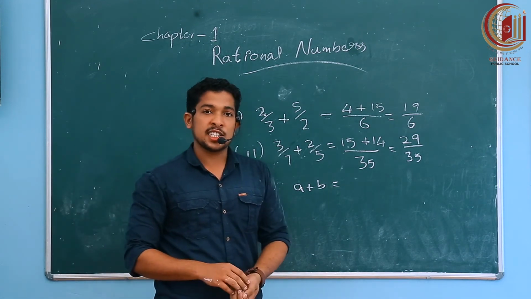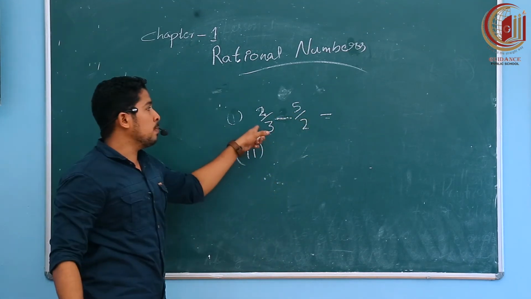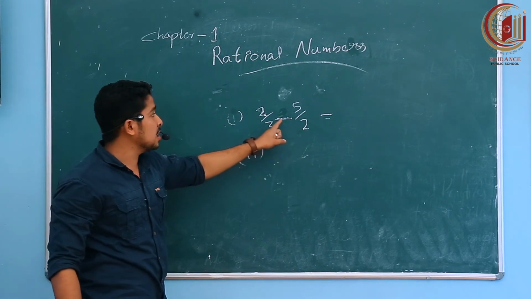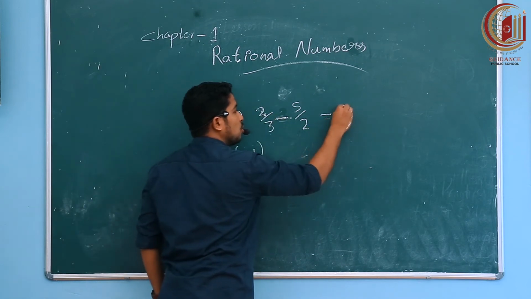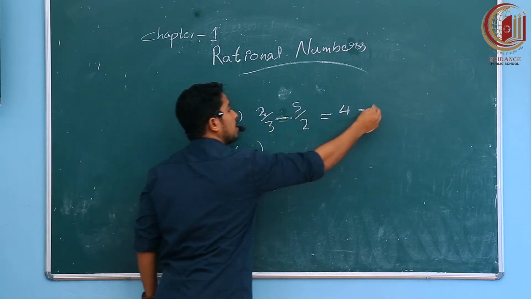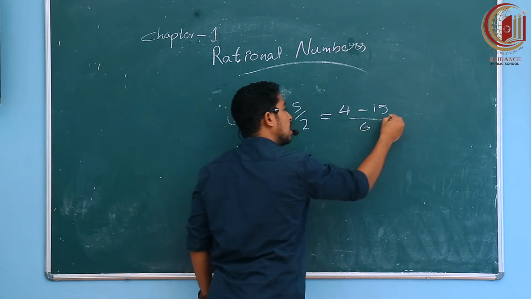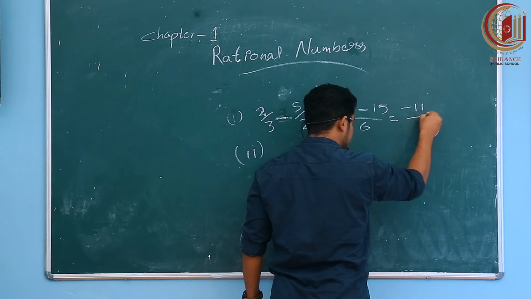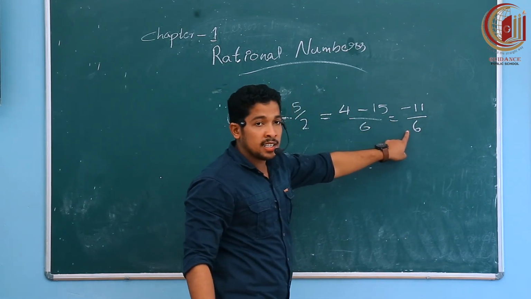Okay. Then the next operation, subtraction. In the case of subtraction, 2 by 3 minus 5 by 2. Both of them are rational numbers. How can we subtract 5 by 2 from 2 by 3? By cross multiplication, 2 into 2 is 4, minus 3 into 5 is 15, by 3 into 2 is 6. 4 minus 15 is minus 11 by 6. Minus 11 by 6 is another rational number.